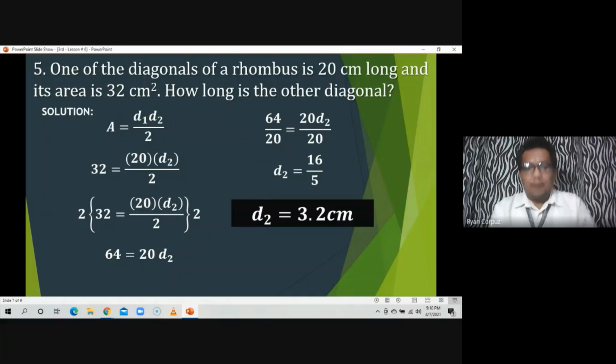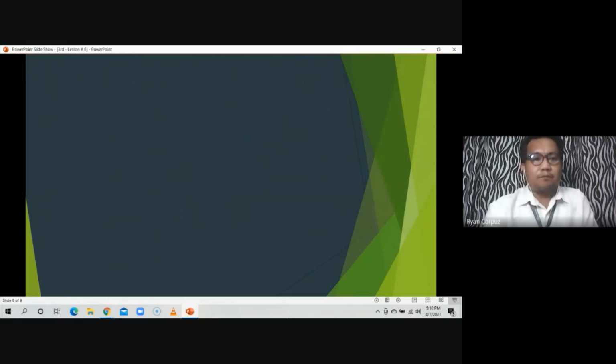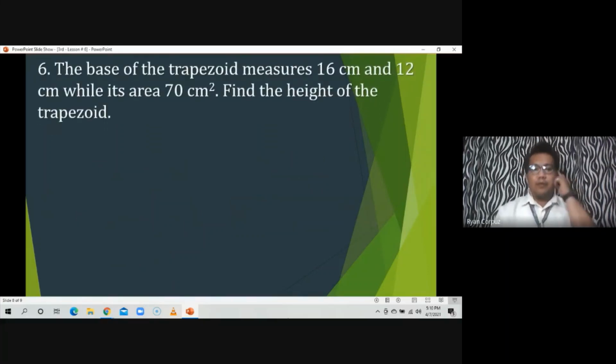So hopefully. So let's try another example. Let's have example number 6. So the problem is, the bases of the trapezoid measure 16 centimeters and 12 centimeters, while its area is 70 square centimeters. Find the height of the trapezoid. This time we are looking for the height, which is also known as the altitude of that trapezoid.